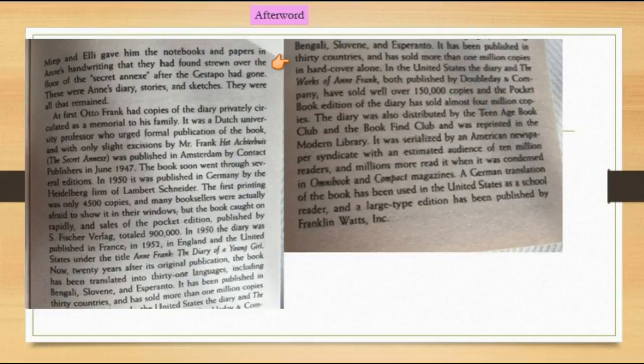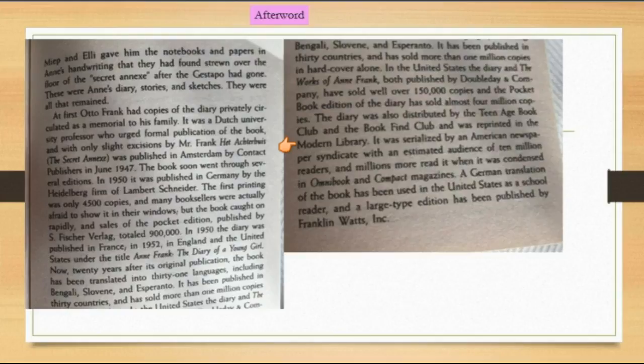The diary was also distributed by the Teenage Book Club and the Bookfind Club, and was reprinted in the Modern Library. It was serialized by an American newspaper syndicate with an estimated audience of 10 million readers. And millions more read it when it was condensed in Omnibook and compact magazines. A German translation of the book has been used in the United States as a school reader, and a large type edition has been published by Franklin Watts. So you can see the popularity of this diary, just how many people have read this.